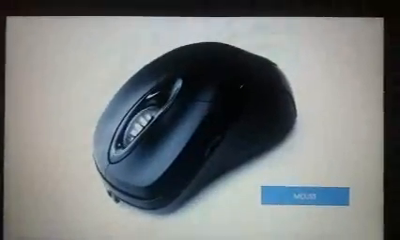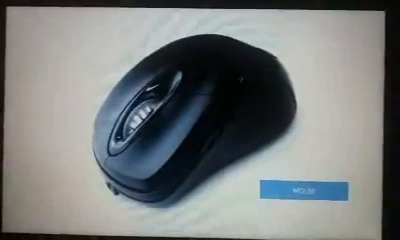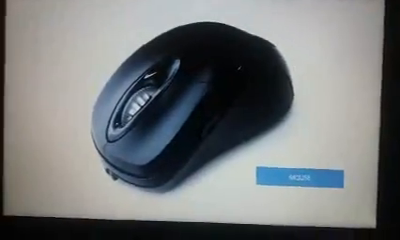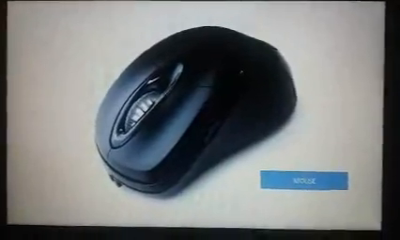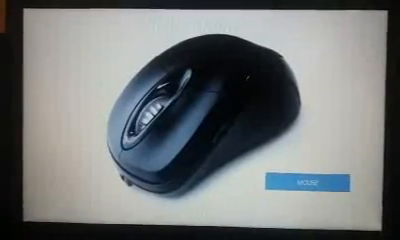Graphics of a computer. And then I'm going to start off with a very common piece of hardware, which is used to move the cursor around in the computer, which is a mouse. A mouse has two buttons and a scroll wheel.